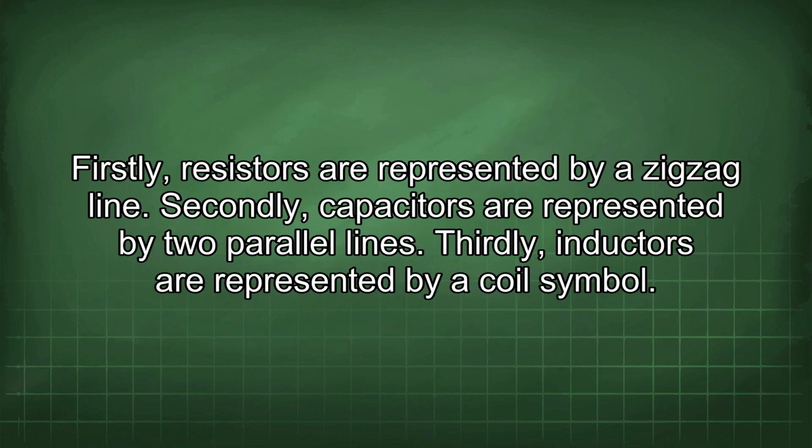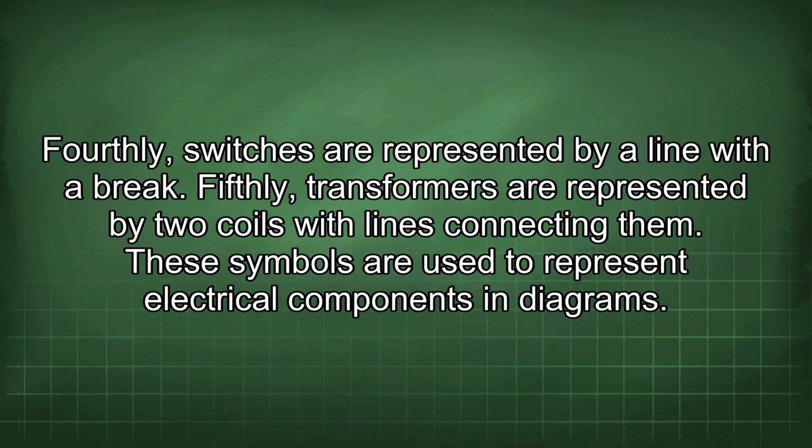Firstly, resistors are represented by a zigzag line. Secondly, capacitors are represented by two parallel lines. Thirdly, inductors are represented by a coil symbol. Fourthly, switches are represented by a line with a break. Fifthly, transformers are represented by two coils with lines connecting them. These symbols are used to represent electrical components in diagrams.